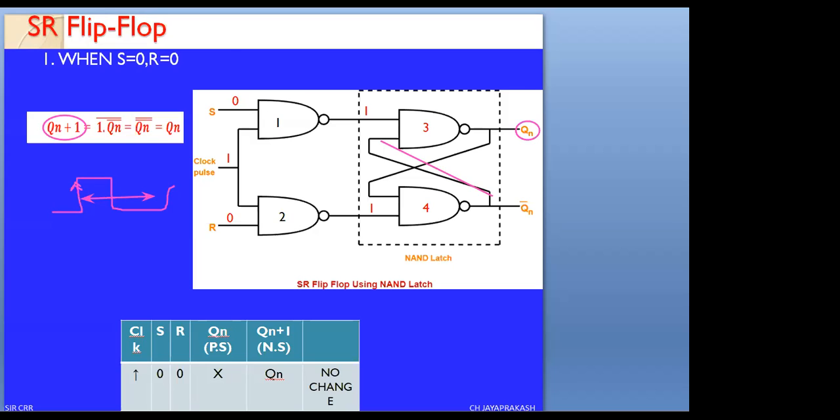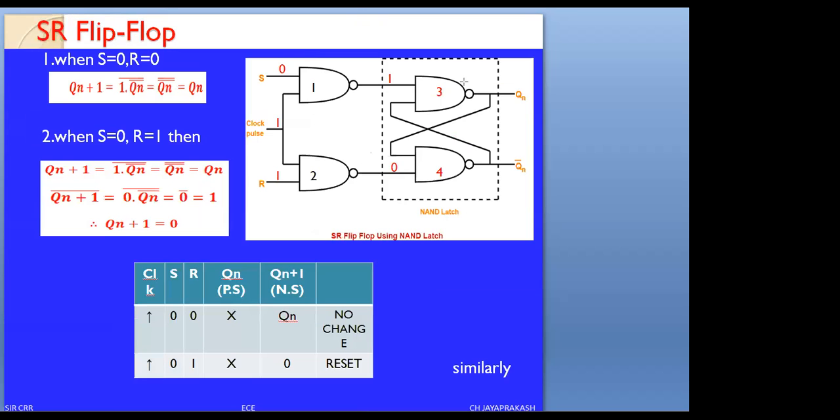Similarly, we are going to check the second condition. In the first condition I wrote S equals 0 and R equals 0. The second condition is S equals 0 and R equals 1. As I said previously, since R is 1 it should reset. If I want the reset condition, I apply S equals 0 and R equals 1 to the same circuit.